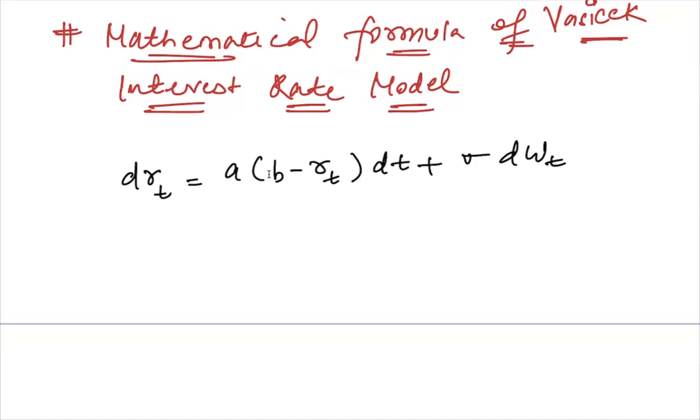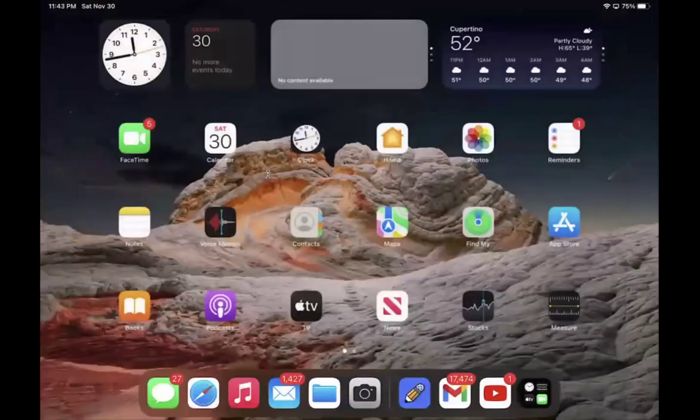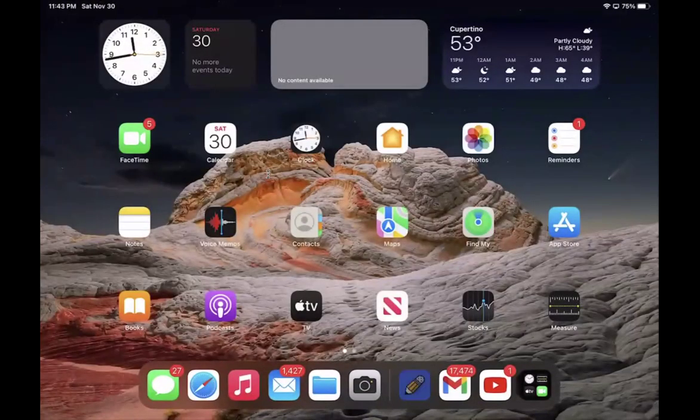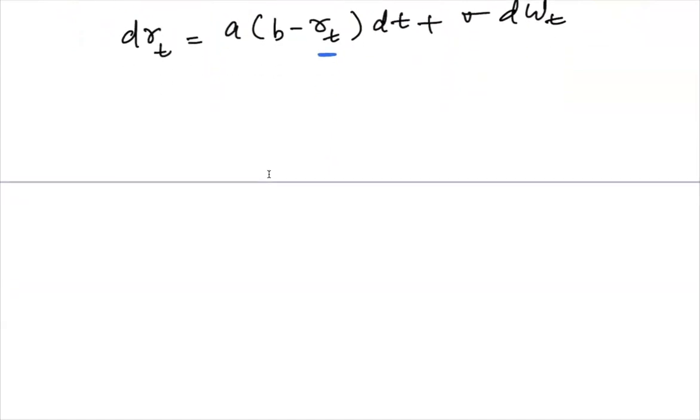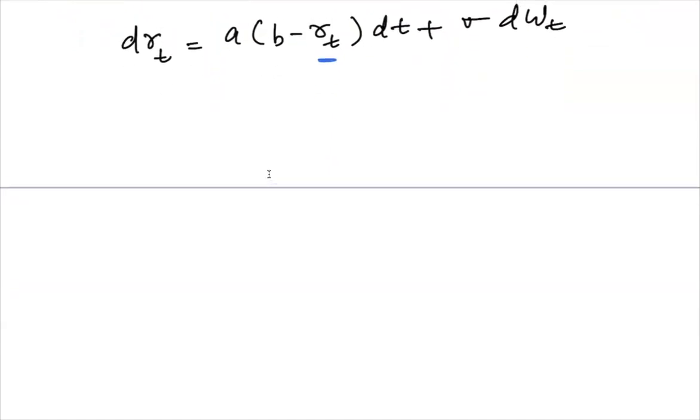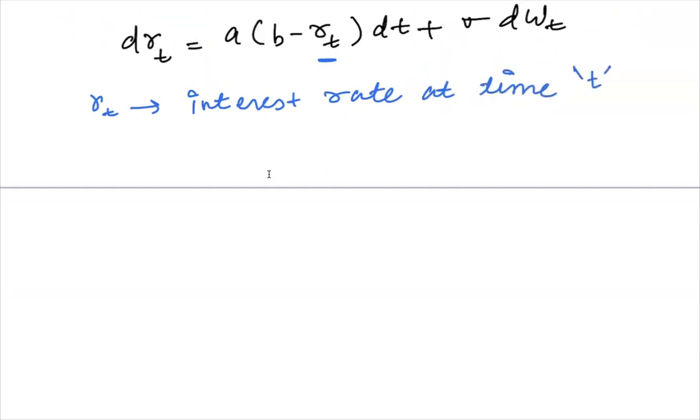So let's understand each and every component. Sorry, I got a call in between. So dRt is A times (B minus Rt) dt plus sigma dWt. Let's understand what is Rt. Rt is nothing but the interest rate at time t.